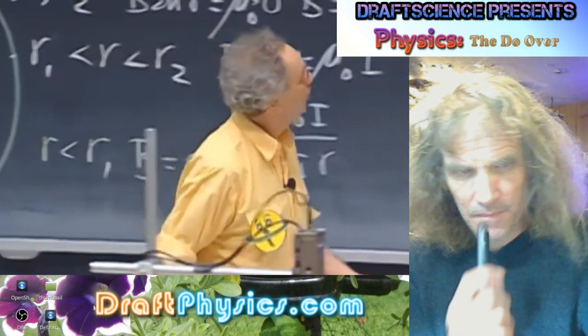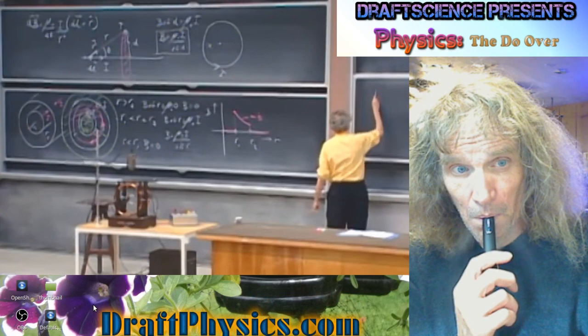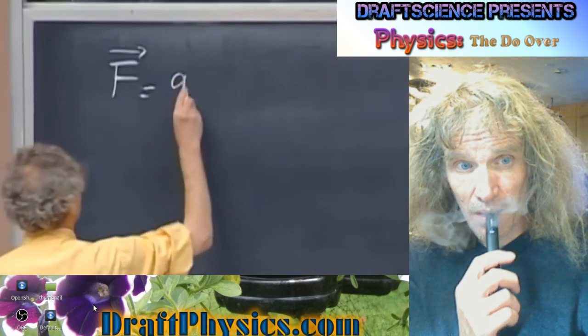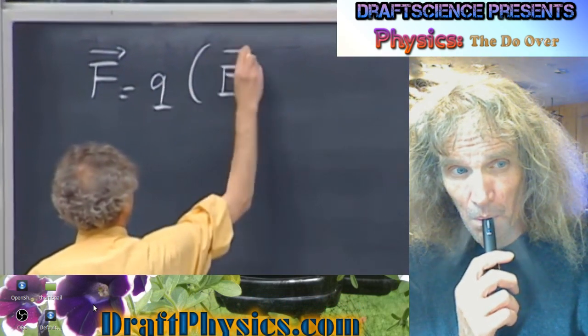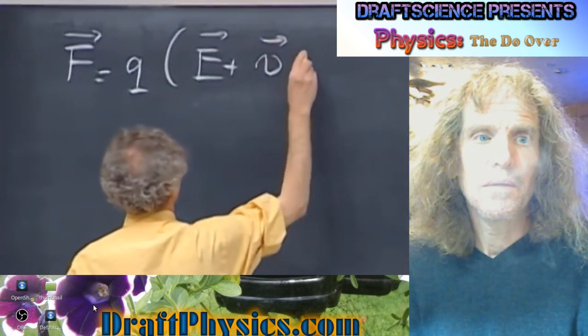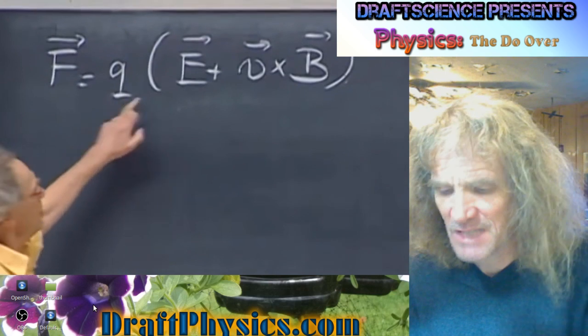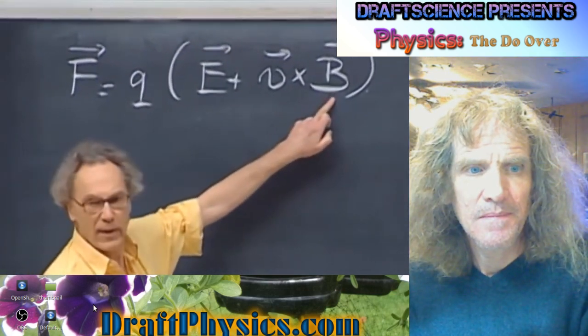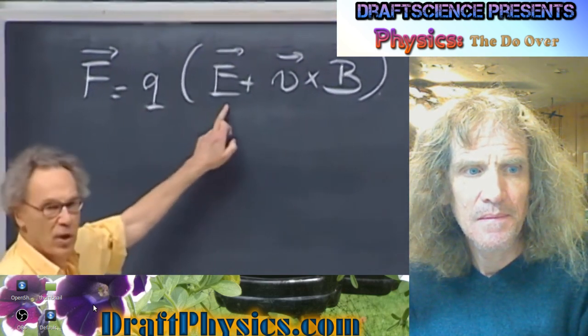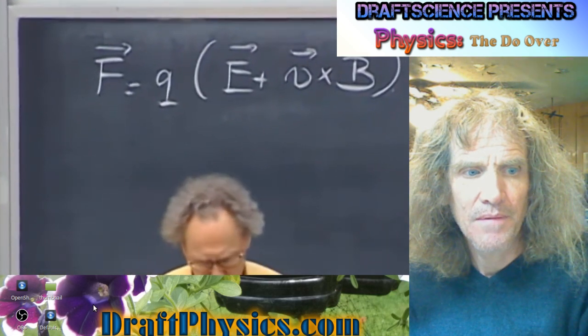Now I want to turn to the Lorentz force. The Lorentz force, F, is Q times E plus V cross B. This is the charge, which is moving with velocity V in a magnetic field B, and at the location of that charge there happens to be also an electric field E.